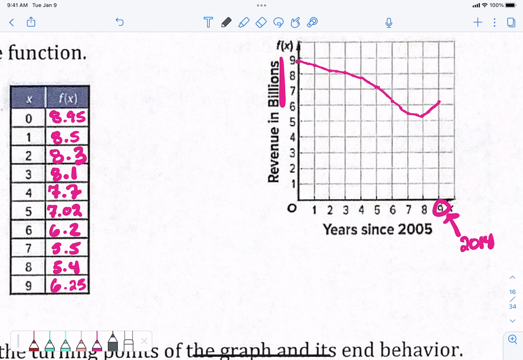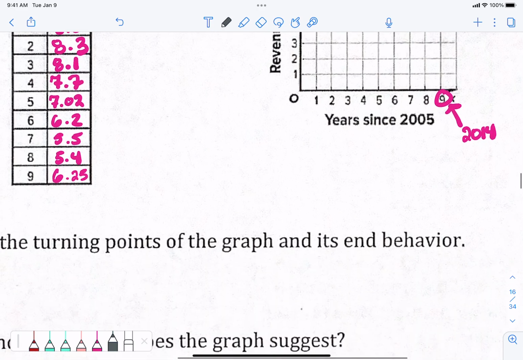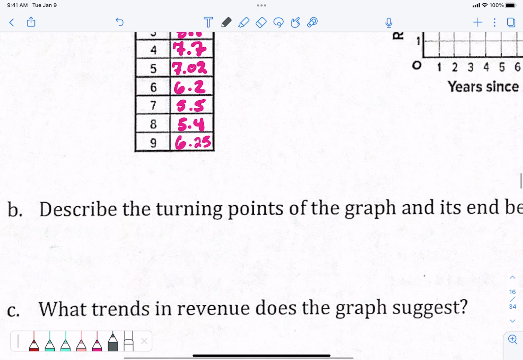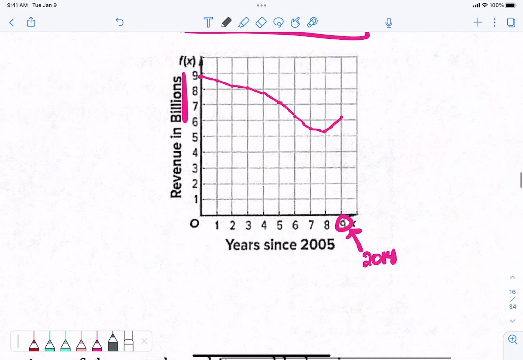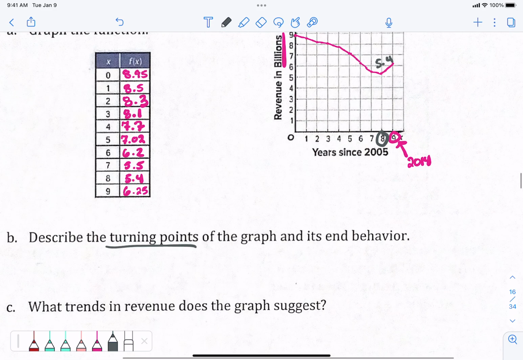Okay. Did you get it all graphed? Yep. Let's answer the questions. Number 1, describe the turning points of the graph and the end behavior. Let's talk about turning points. How many turning points does this thing have? One. That's a low point. Where is the low point located? At 8, which is at 5.4. Okay, what does 8 mean? 8 years after 2005, which is 2013, which is located at 5.4. That is my turning point. It goes low at that point and then it starts to turn around.